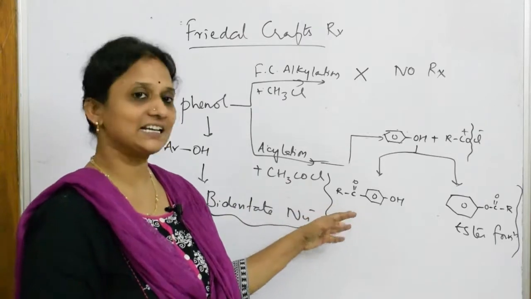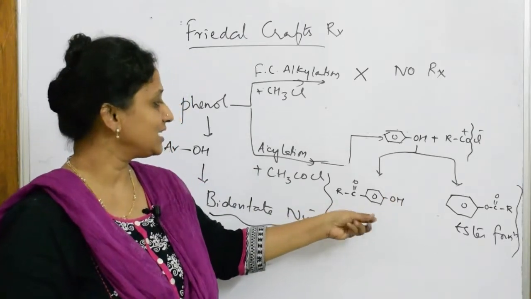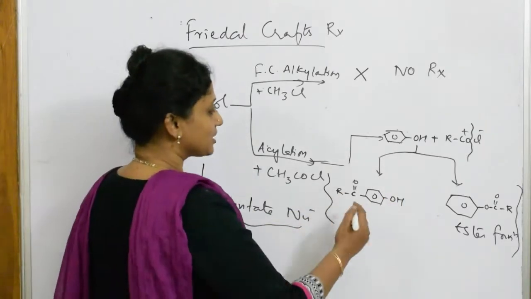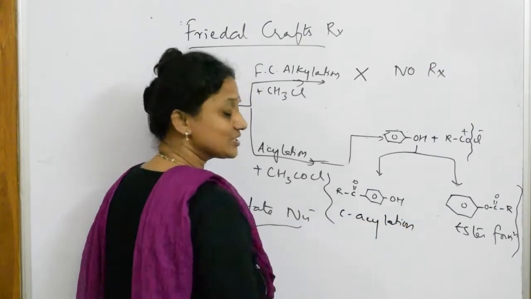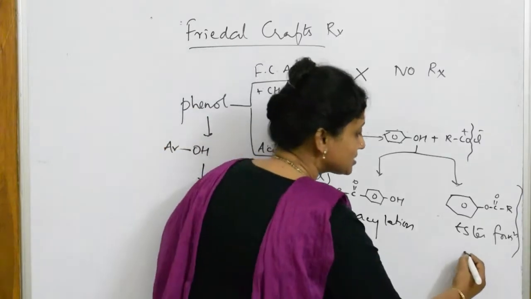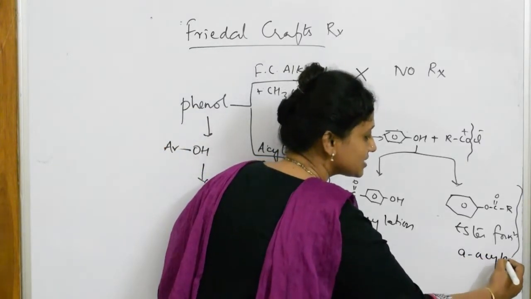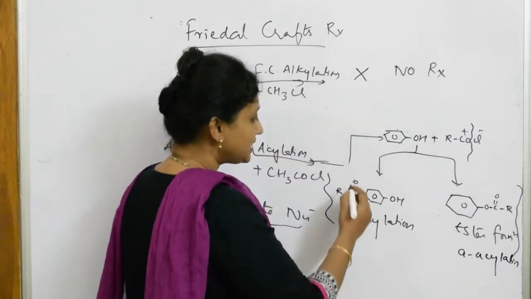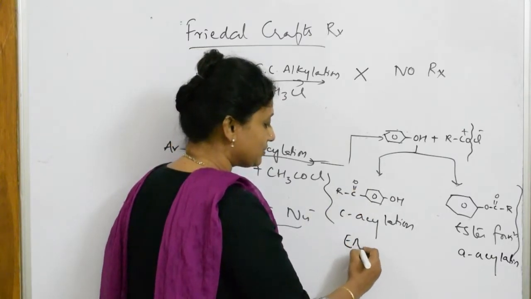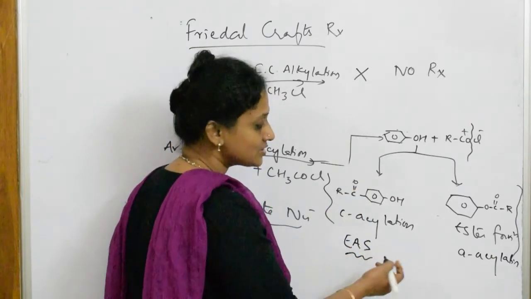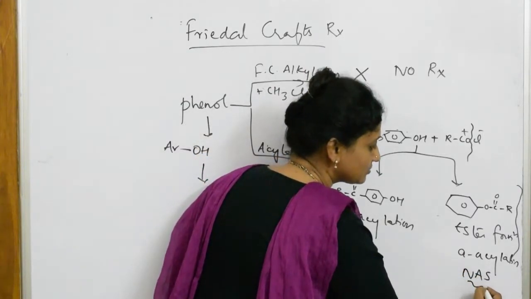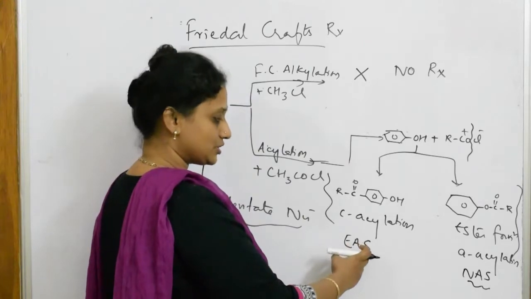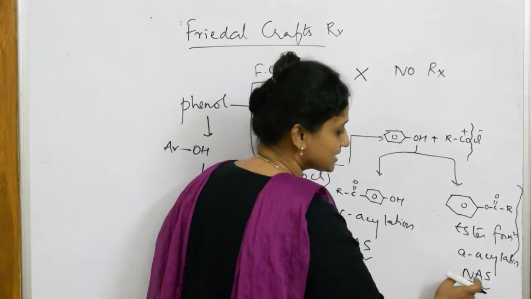So we call it C acylation and O acylation basically. This is called C acylation. We don't have it in your syllabus, but I'm just mentioning it. This is called C acylation. This is called O acylation. What is that? C acylation is basically electrophilic aromatic substitution, and O acylation is nucleophilic acyl substitution. This is called electrophilic aromatic substitution, and this is called nucleophilic acyl substitution.